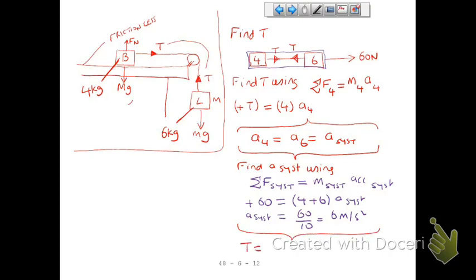T is equal to 4 times A4, which equals 4 times 6, which equals 24 newtons.